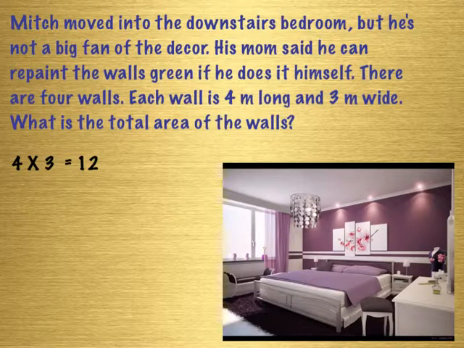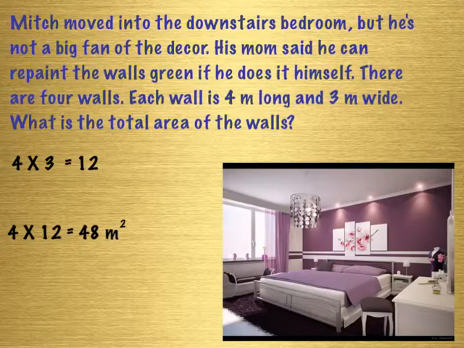To find the area of all 4 walls, we'll add up 12 4 times, or do 4 times 12. Either way, we're going to get 48. So there's our total area of the room, 48 meters squared.